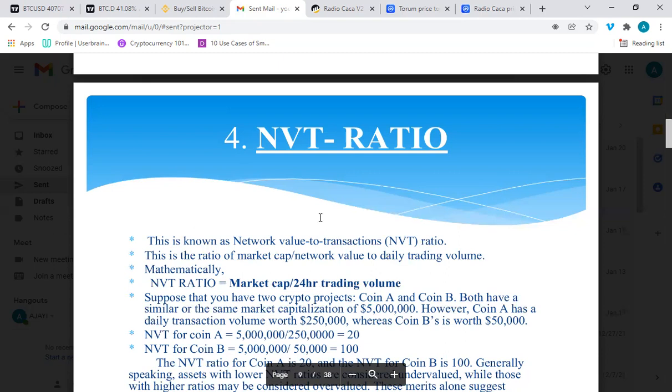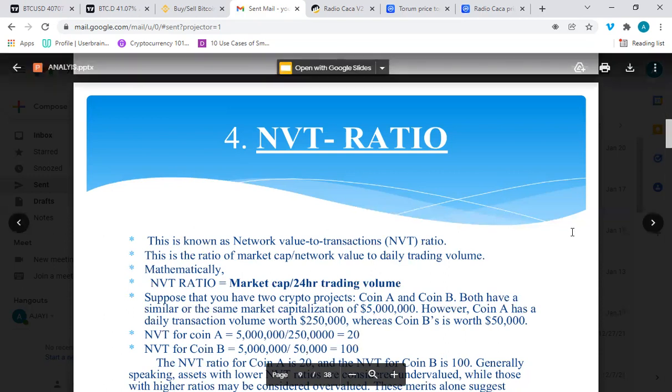We have checked the NVT ratio. I've already solved it. 5 million divided by 250,000. They both share the same market cap but different trading volume, so we are dividing the two. The first one will give you 20, the second one will give you 100. Now, what does this NVT ratio talk about?